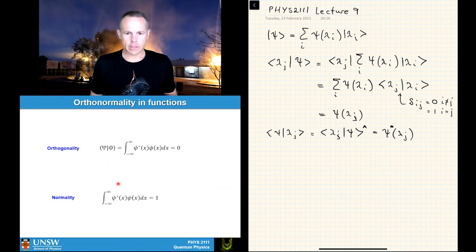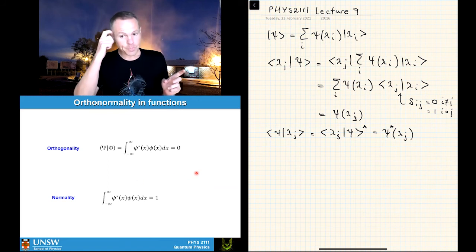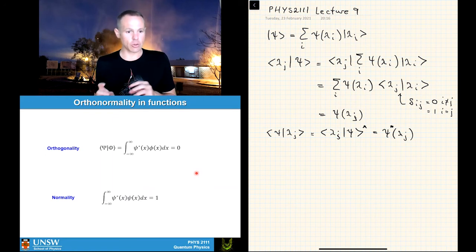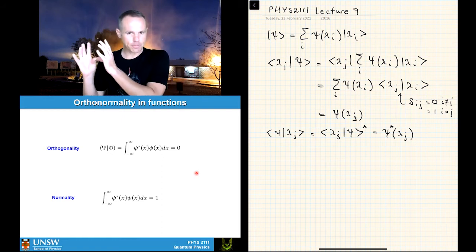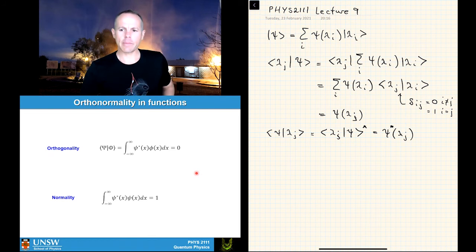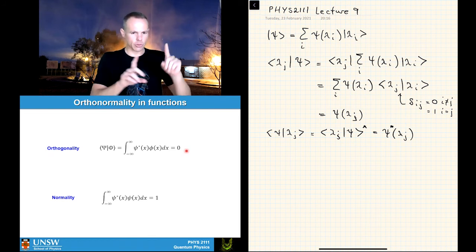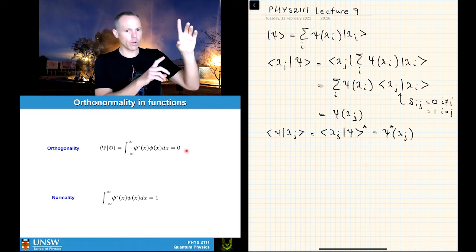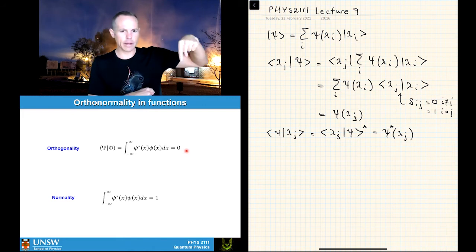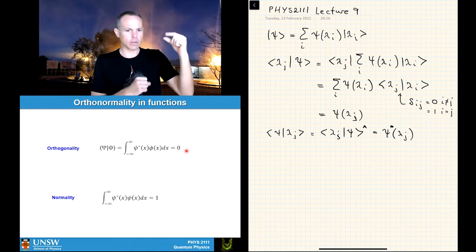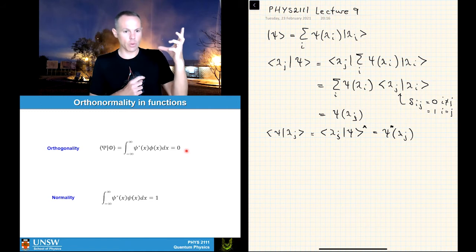The next thing we need to deal with really quickly is orthonormality, okay? Both of these relations still hold. They just turn up in a slightly different form when you're dealing with functions compared to vectors. So let me deal with orthogonality first. You'll remember that we had this idea with our spin that you can have an up and a down, and if you take the inner product of up and down, you will get 0, okay?